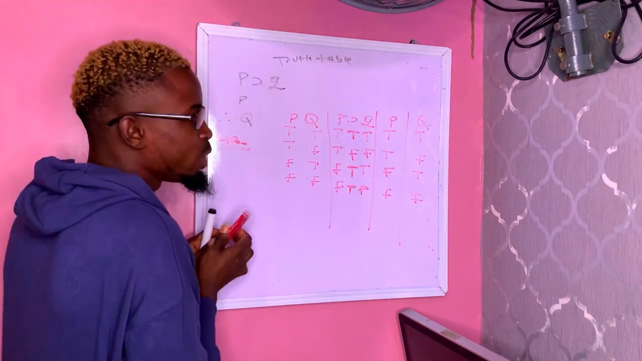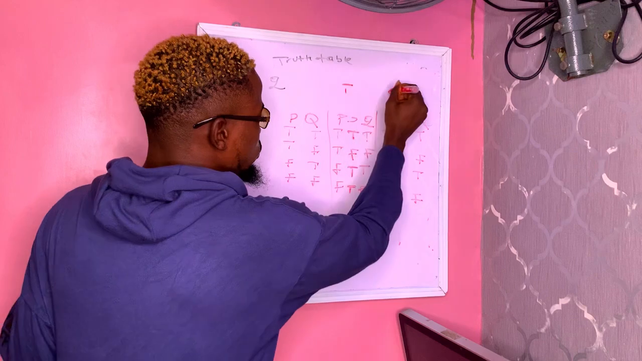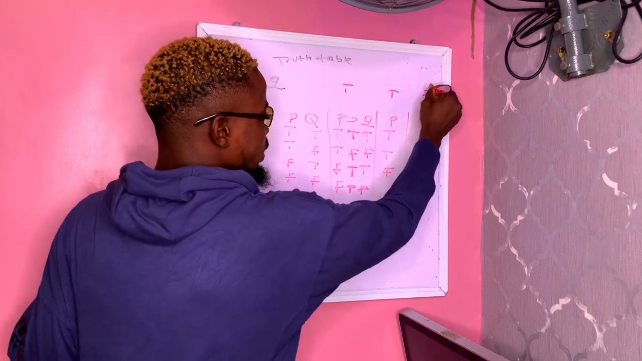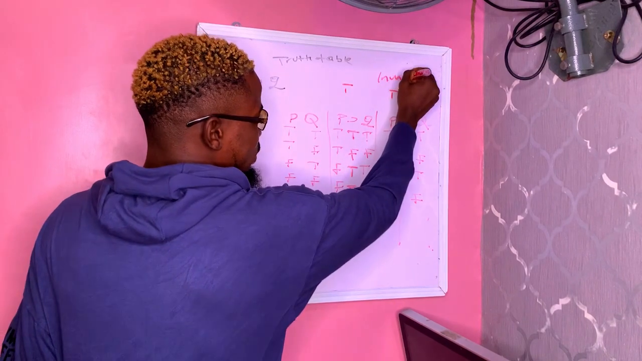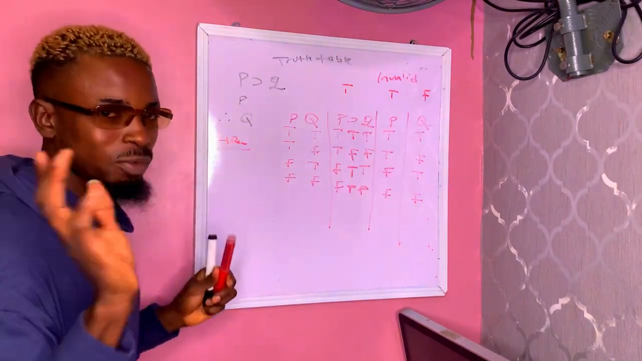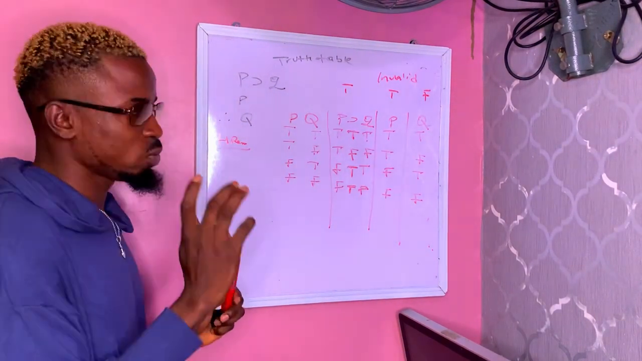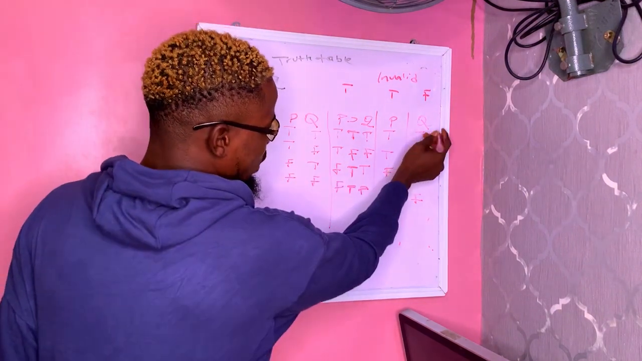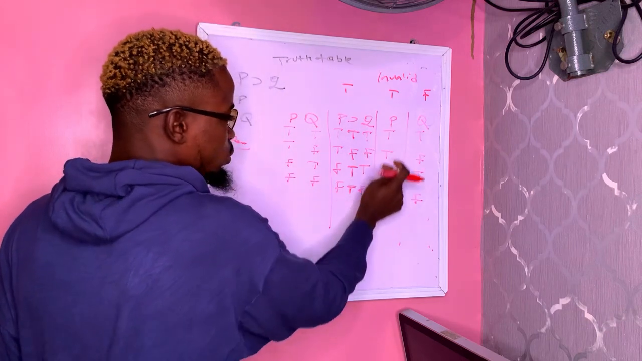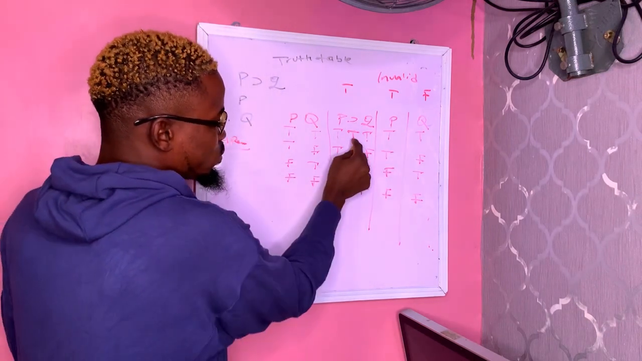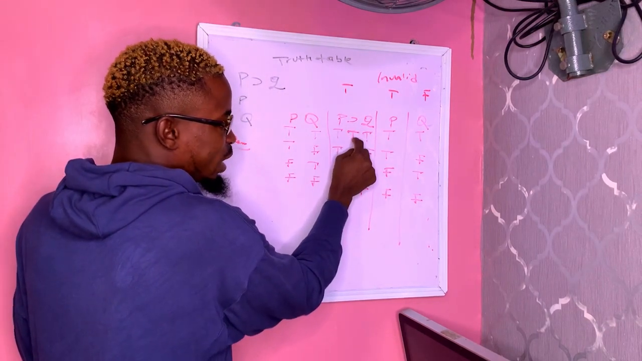So all we need to do now is to check each row, like row 1, row 2, row 3, and row 4, whether there's anywhere we have true, true, false. If there's anywhere we have true, true, false, then that argument is what? Invalid. But if there's nowhere that we have true, true, false, then the argument is what? Valid. Now, this is the main truth value of the conclusion. This is the main truth value of the second premise. This is the one we are going to be checking for the first premise.